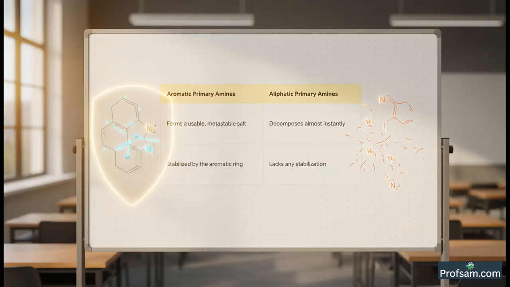Now, a question I get from many students is, "Sir, why does this reaction only work for aromatic amines? Why not for aliphatic ones?" It's an excellent question, and the answer is just one word: stabilization. You see, in an aromatic diazonium salt, that big aromatic ring helps to stabilize the N2+ group through resonance. It becomes metastable, meaning it's stable enough for us to handle and use in the next step, but not so stable that it becomes unreactive again. Aliphatic amines, on the other hand, have no stabilizing ring, so their diazonium salts are so incredibly unstable that they decompose almost instantly. They are of no use to us for making dyes.